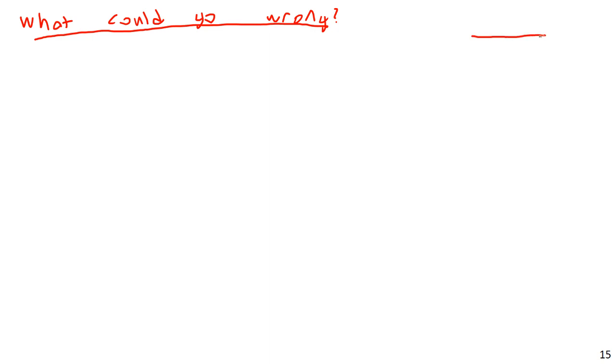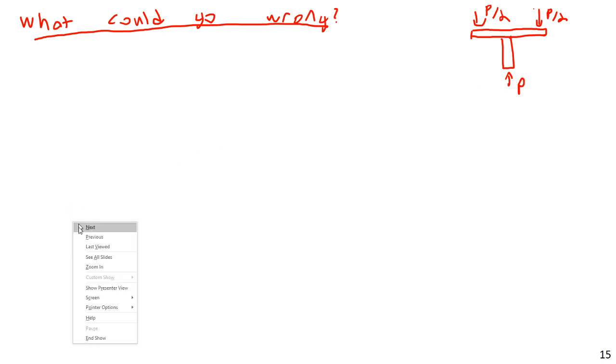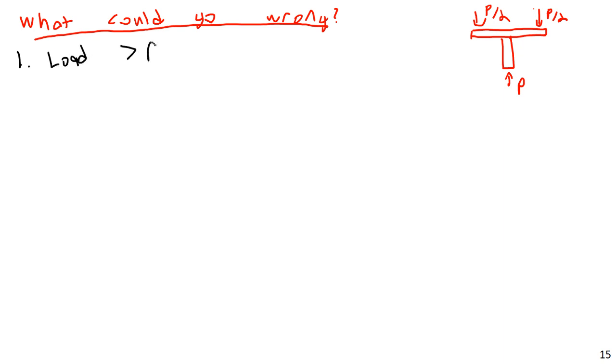So again, as a reminder, let me draw my little free body diagram here of this lift. We have P over 2, P over 2, and P. What could go wrong? Well, let's go down the list. The first and obvious one is the load is greater than the assumed max.